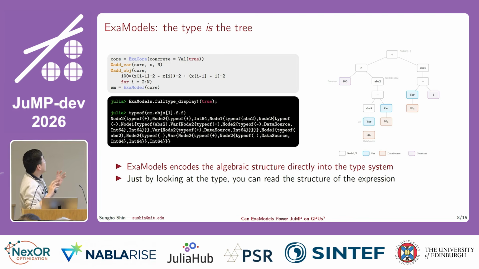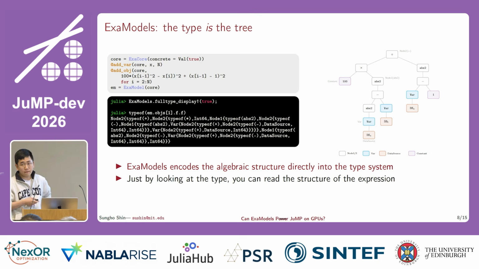ExaModels has a peculiar nature that I mentioned at the beginning of the presentation: it has very aggressive typing, meaning that we try to put as much information as possible in the type of the expression tree. So this is one example. This is a very simple-looking objective function, 100 times something squared minus some variable squared again, and then another quadratic term. But if you look at the type of this expression tree, you can see that it is quite complicated.